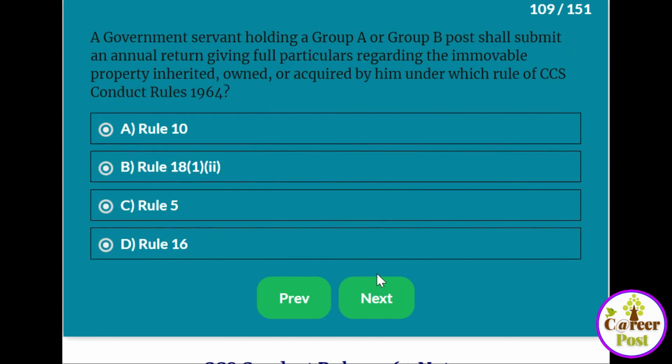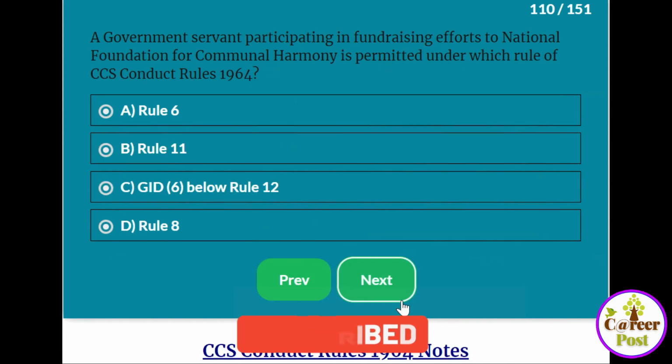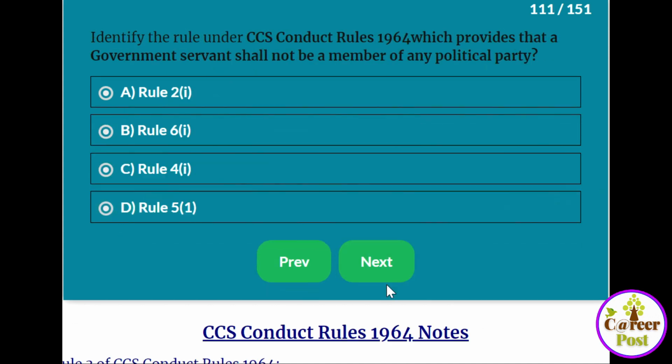A government servant holding a Group A or Group B post shall submit an annual return giving full particulars regarding the immovable property inherited, owned or acquired by him under which rule of CCS Conduct Rules 1964? It is under Rule 18.1.2. Government servants participating in fundraising efforts for the National Foundation of Communal Harmony is permitted under which rule of CCS Conduct Rules 1964? It is GID 6 below Rule 12.